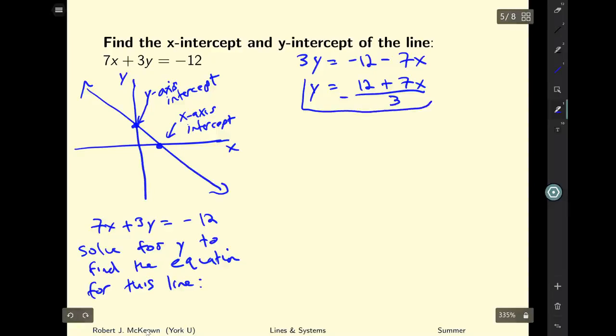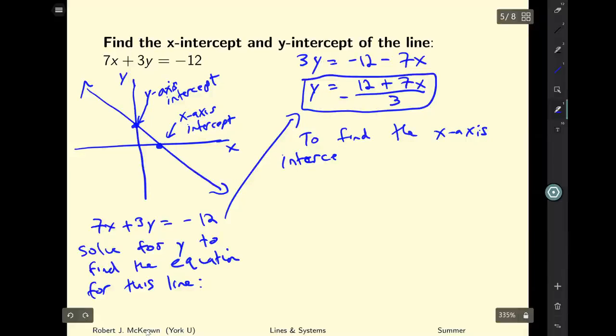Now, I didn't actually need to do that to answer the question. So if I want to find the x-axis intercept, well, what is y at the x-axis intercept? Well, y is always equal to 0. X is going to be equal to some number, except at the origin where it's equal to 0. So to find the x-axis intercept, set y equal to 0 and solve for x.